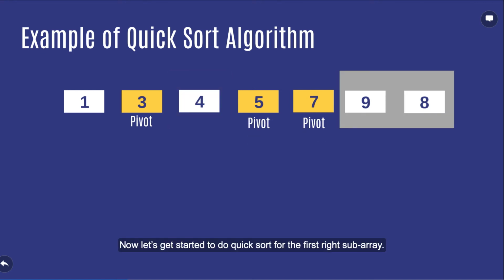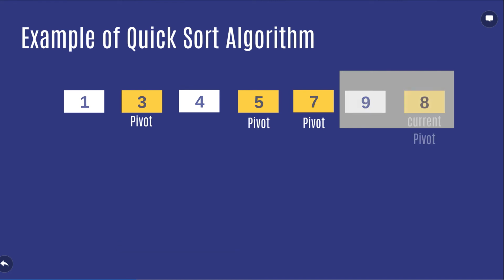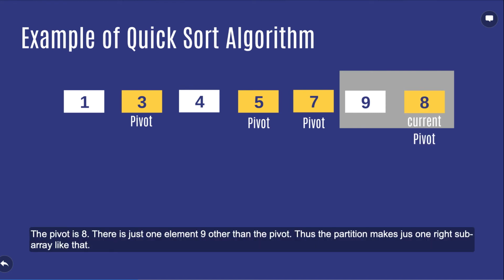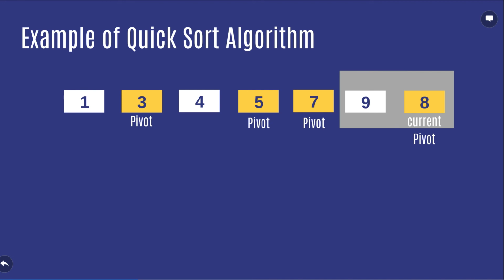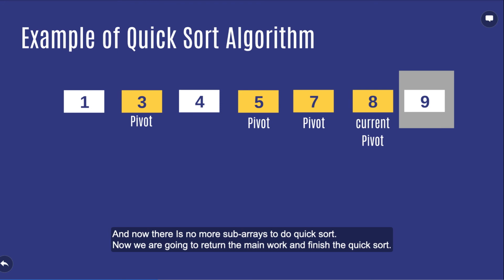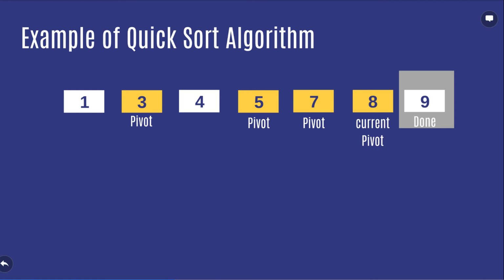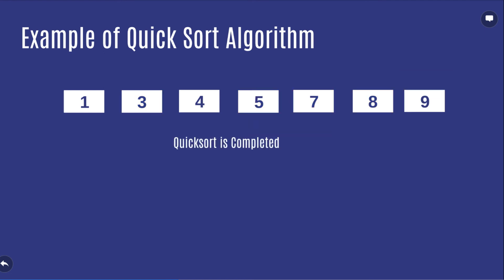Now let's get started with quicksort for the first right subarray. The pivot is 8. There is just one element, 9, other than the pivot. Thus the partition makes just one right subarray like that. And now there are no more subarrays to quicksort. Now we are going to return to the main work and finish the quicksort.